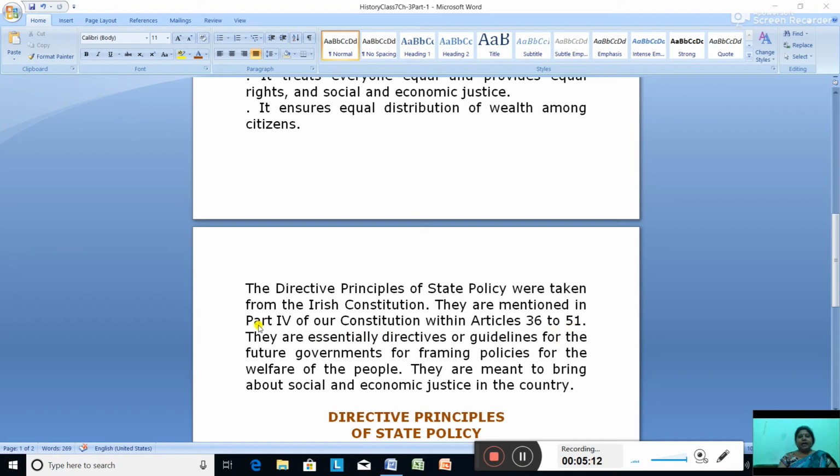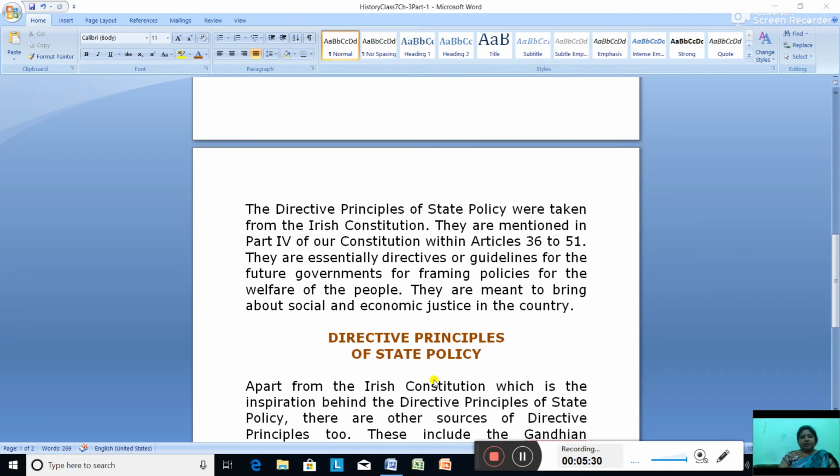Now, what are directive principles? They are essential directives or guidelines for the future government for framing policies for the welfare of the people. They are meant to bring about social and economic justice in the country.